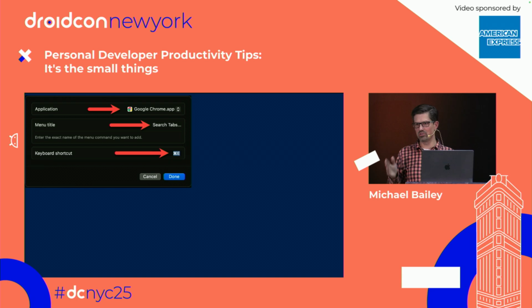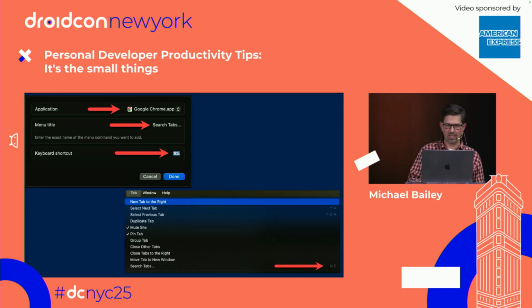Then it's an exact string match on what you saw in the menu before. So it is Search Tabs, and it has to be an exact string match to work. And then you give it a keyboard shortcut. And now in Chrome, that shortcut is assigned to the menu item that matches that exact string. Chrome doesn't give you this ability, but macOS will let you customize anything that's in a menu. So if there's something you do a lot, go assign it a keyboard shortcut that makes sense for the way you map your keys.